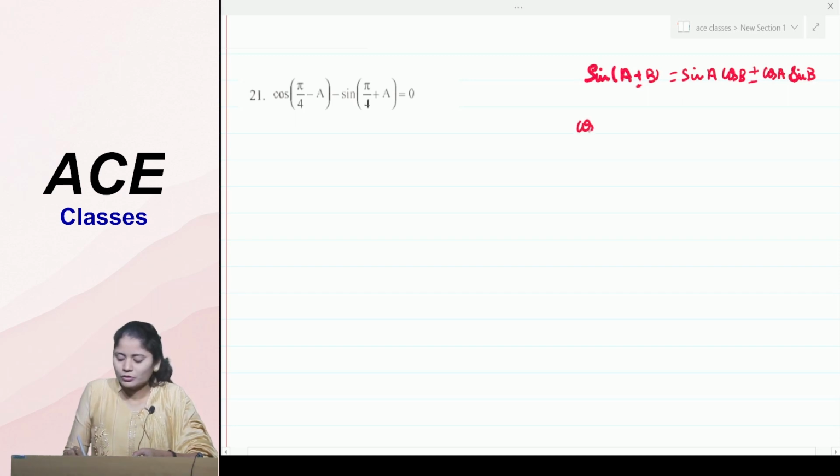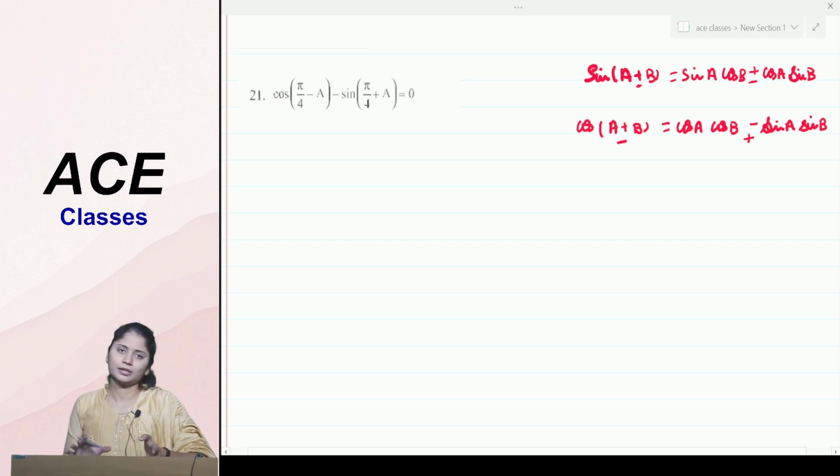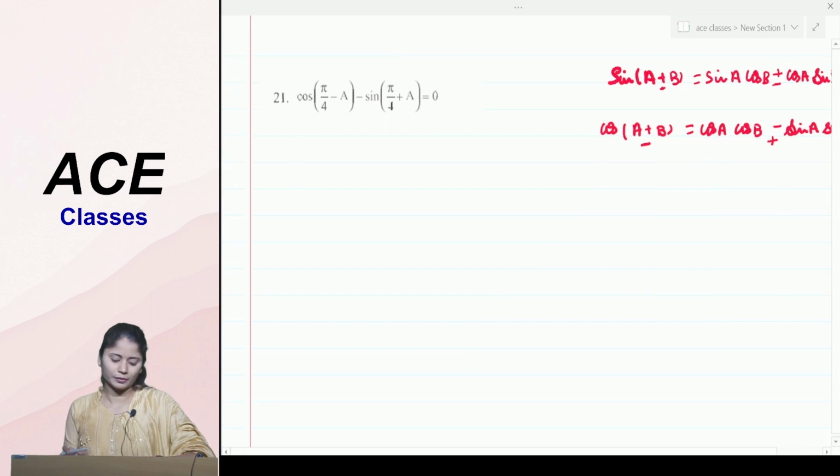The other one you have learned, cos of A plus B, is cos A cos B minus sine A sine B. If it is plus here, you will get minus in the formula. If it is minus, you will get plus here. Cos of A minus B will be cos A cos B plus sine A sine B. So now I'll be using these formulas to solve the problems here.